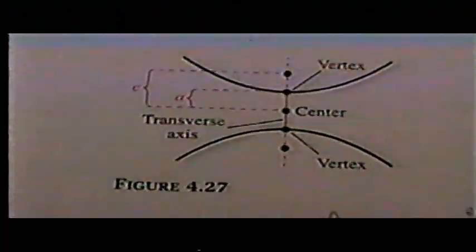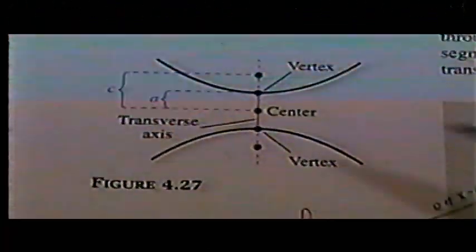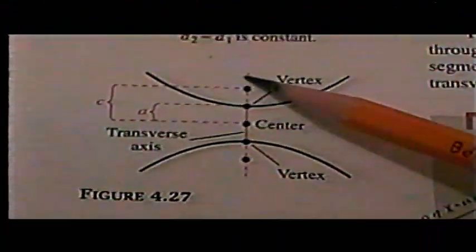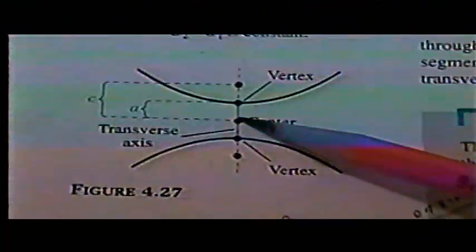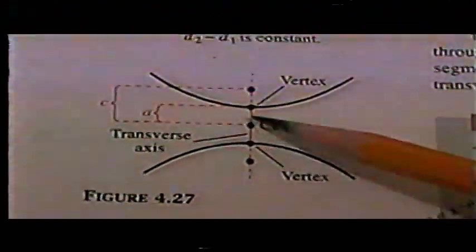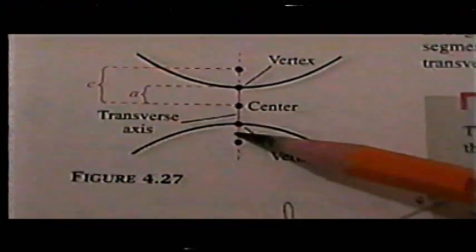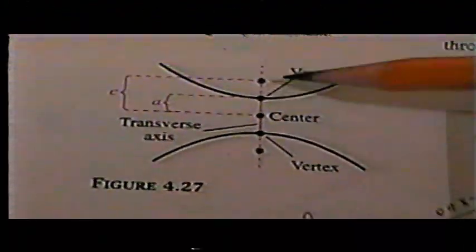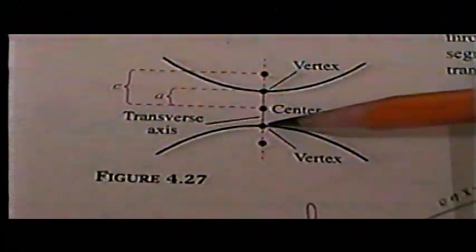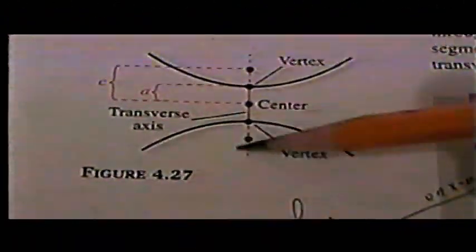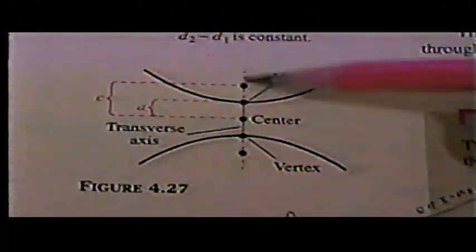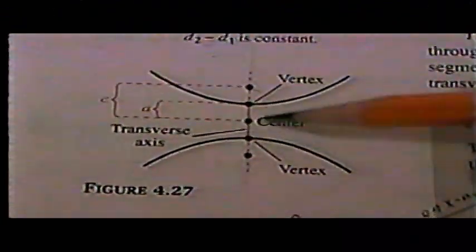Now we have special parts of the hyperbola that you have to be able to find. First of all, as you can see here, we have what we call the transverse axis. The transverse axis is the axis on which the center and the foci and the vertices lie. All three of those types of points lie on the transverse axis of the hyperbola. You can see the transverse axis splits the hyperbola in half, so the hyperbola is symmetric with respect to the transverse axis.